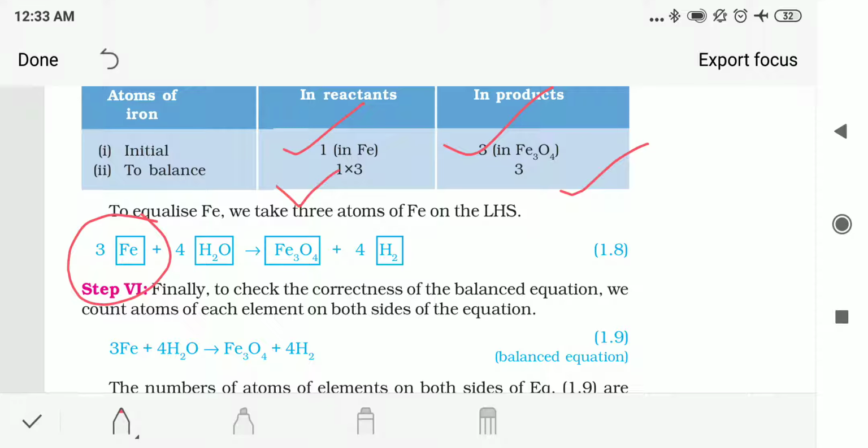Now you can see 3 Fe atoms on the left hand side and 3 Fe atoms on the right hand side. So you can see that Fe atoms are now also balanced.